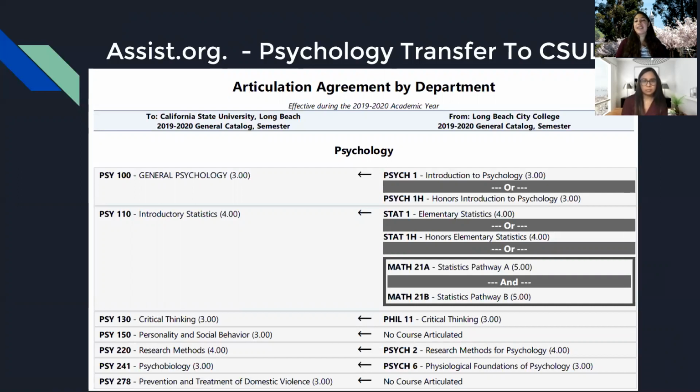Now you know that you can take Psych 1, Stats 1, or Math 21H, Math 1B, and you can actually see all of the courses that will transfer over. You might also notice that there's something here that says no course articulated. What does that mean? That just means that there's no class at LBCC that you can take to meet this requirement. And that just means that you will have to take that class at Long Beach. So here, for example, you'll have to take Psych 150 and Psych 278 at Cal State Long Beach.